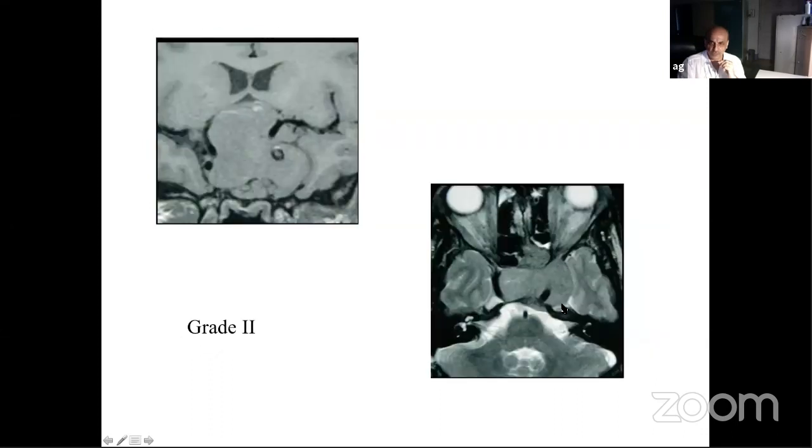The dura of the cavernous sinus, as I've shown you the other day with many slides, many images, enters the cavernous sinus, but the dura remains intact. And we have to remember this dural relationship.